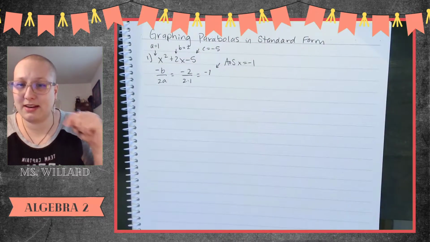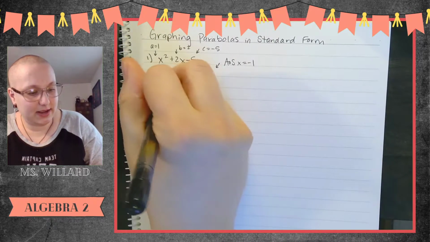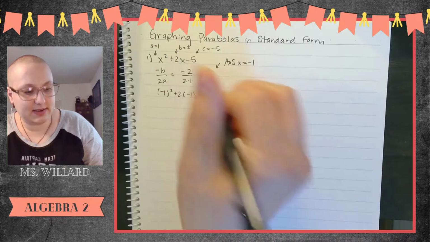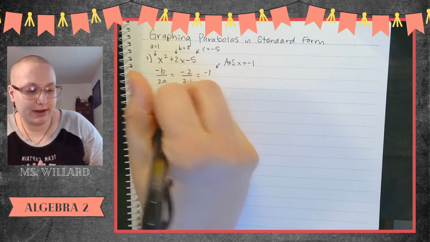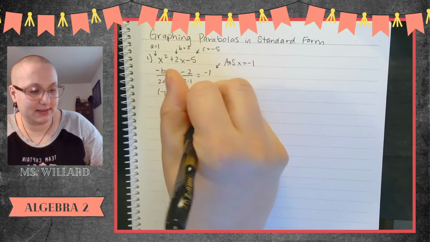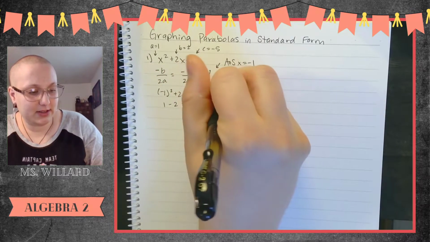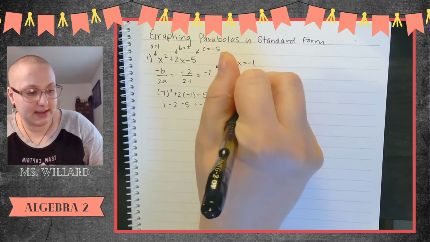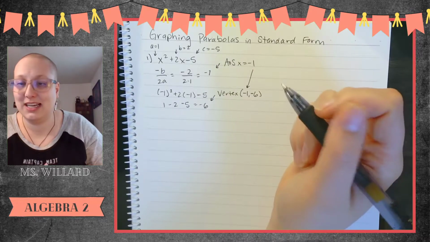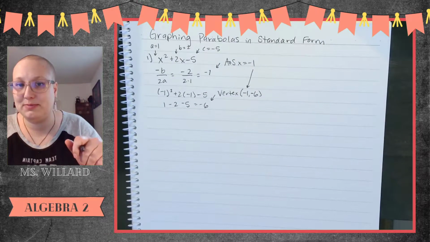Then I plug that back in to find the vertex. So I'm going to do negative 1 squared plus 2 times negative 1 minus 5. So that's 1 minus 2 minus 5, which would be negative 6. So that means that my vertex is at negative 1, negative 6. Negative 1 is still from the axis of symmetry. This is going to be the same number all the way through.